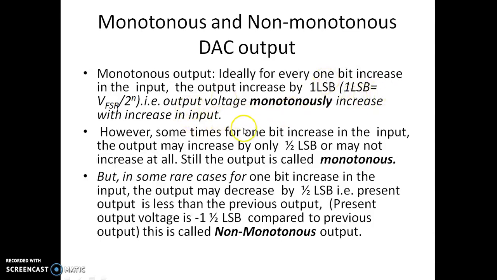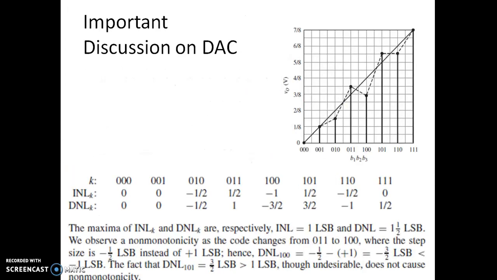However, sometimes for 1 bit increase in the input, output may increase by only half LSB or may not increase at all. We have seen in the previous examples that from this to this, the input has increased by 1 LSB, and the output also has increased by 1 LSB. But from 001 to 010, the input has increased by 1 LSB, but the output has not increased by 1 LSB. It was supposed to be here, but it is over here. Now here it is a half LSB increment.